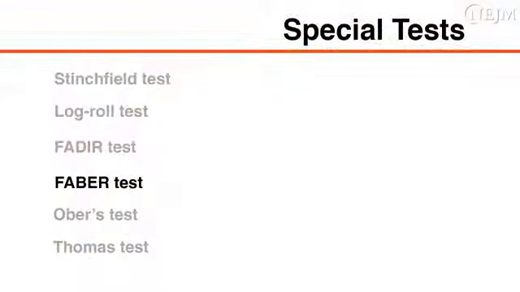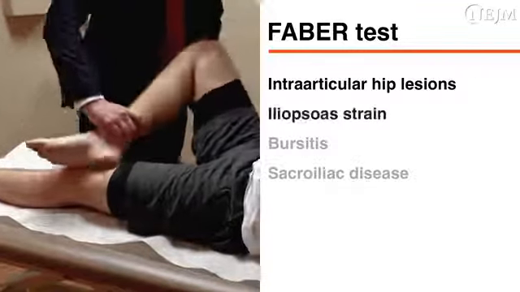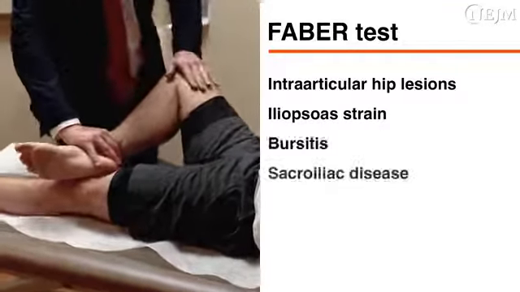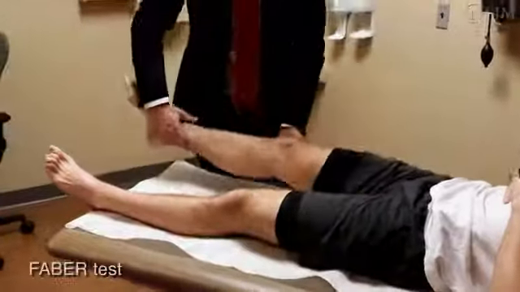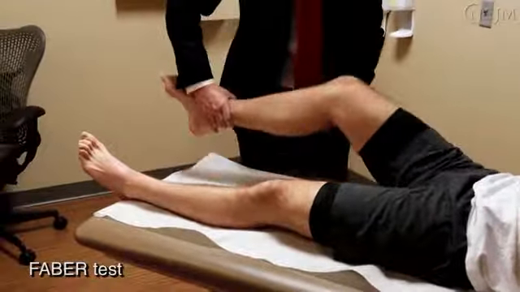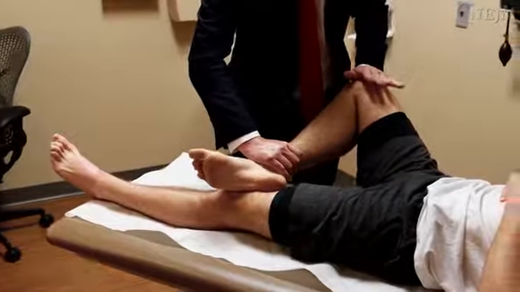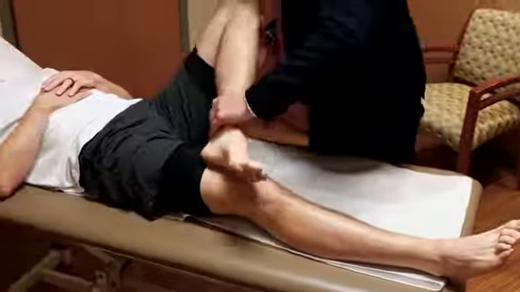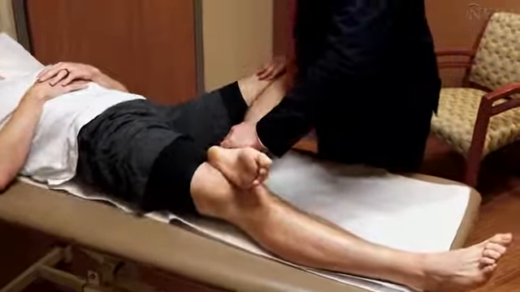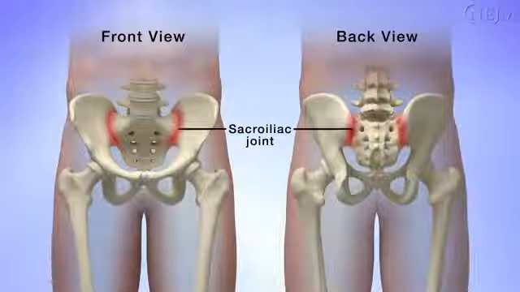The FABER test, also known as Patrick's test, is used to detect intra-articular lesions, iliopsoas strain or bursitis, or sacroiliac disease. With the patient in the supine position, passively flex the patient's hip to an angle of 90 degrees while simultaneously abducting and externally rotating the hip. If hip or back pain occurs or the range of motion is limited, the patient may have intra-articular hip lesions, iliopsoas strain or bursitis, or sacroiliac disease. Patients with sacroiliac disease may also present with lower back pain.